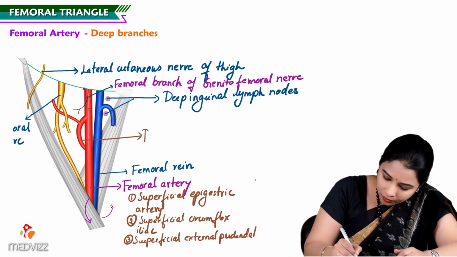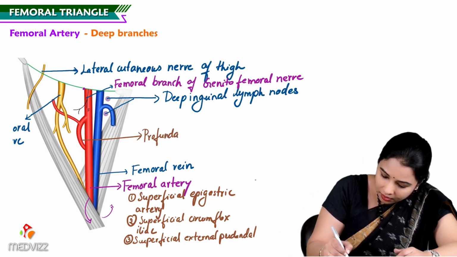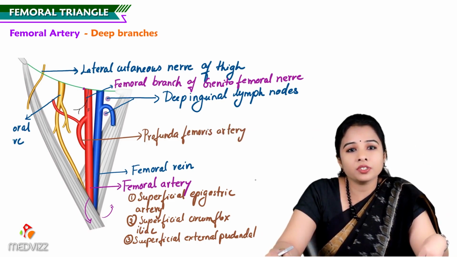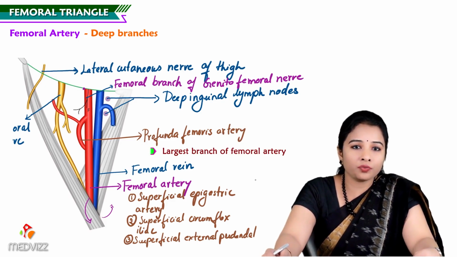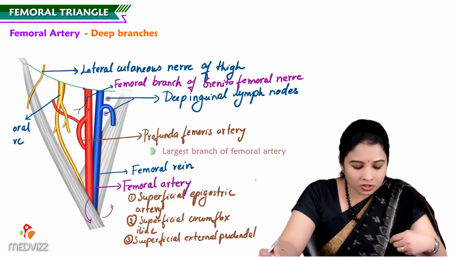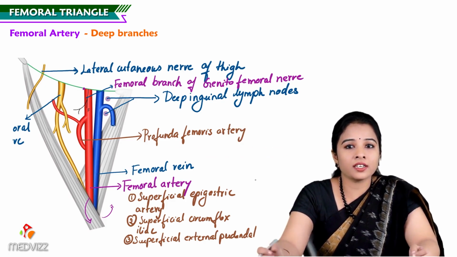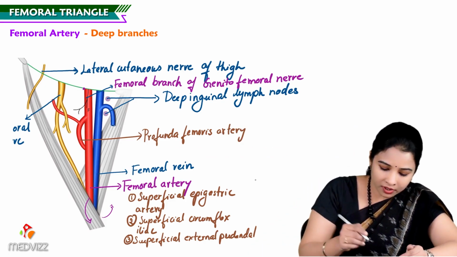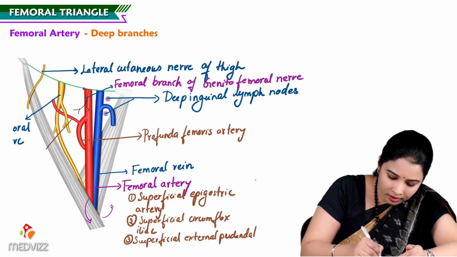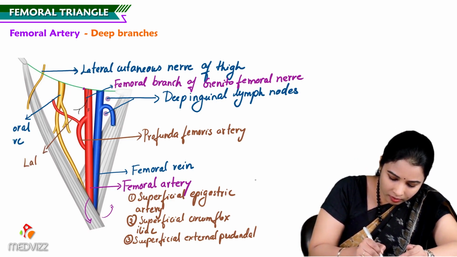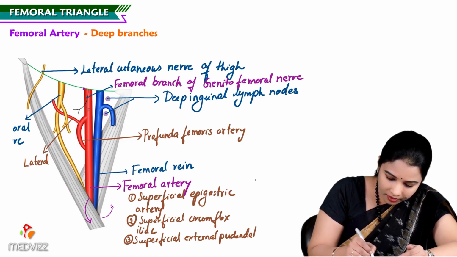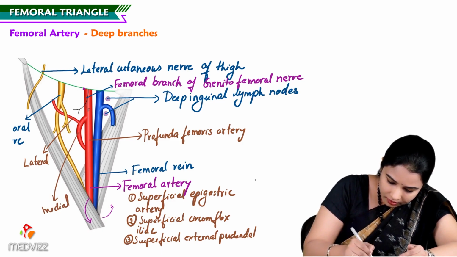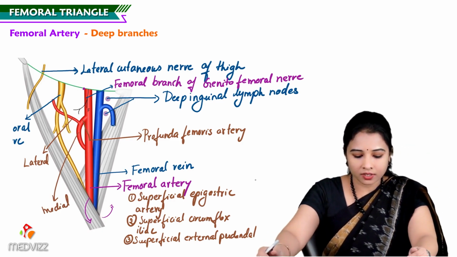The deeper one is called profunda femoris artery. Profunda femoris artery is the largest branch of femoral artery, and if we see its origin, it arises on the lateral side and it spirals medially behind the femoral vessels. Further it divides into lateral circumflex, this is the lateral one, and further this is the medial one. This is the profunda femoris artery.